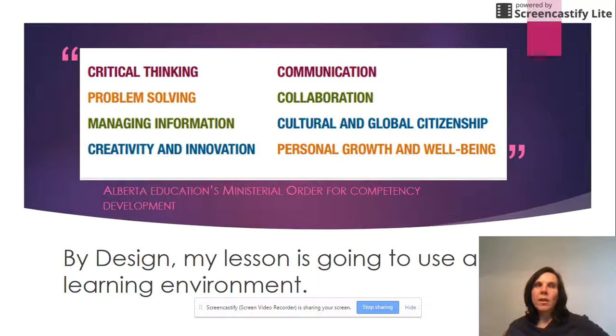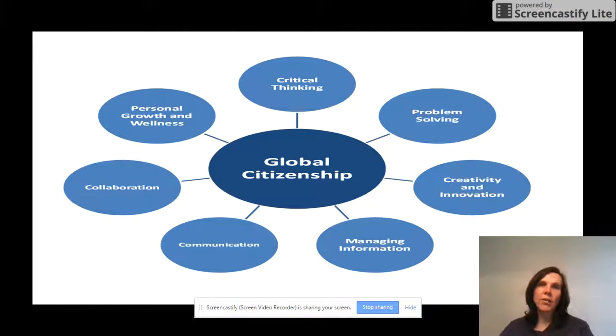When I'm thinking about making this lesson, it brought me back to competencies that were just brought in as a ministerial order in 2013 by the Alberta government. It has 8 key competencies that students need to be doing throughout every subject area that they study. I thought the best way to do this would be to borrow an idea from a teacher that presented during the teachers convention. He said, if you look at it this way, global citizenship is in the middle, and all of the other 7 competencies will be taught under the banner of global citizenship.